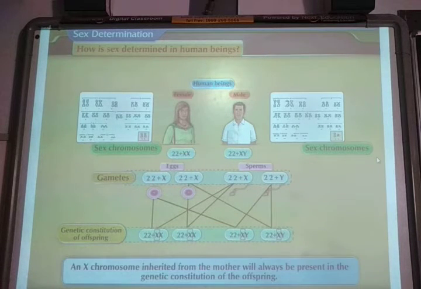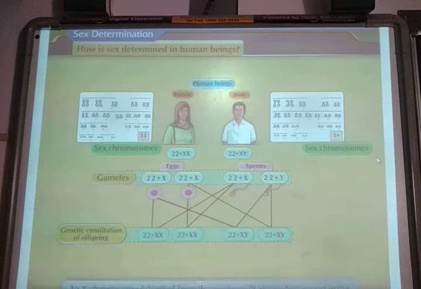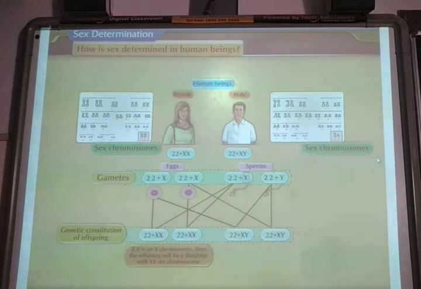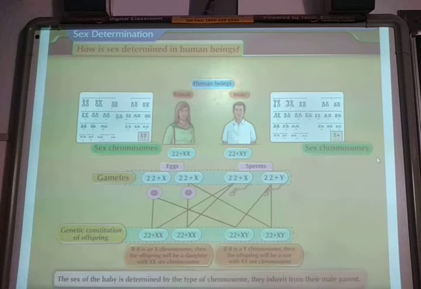Thus, an X chromosome inherited from the mother will always be present in the genetic constitution of the offspring. Thus, it is the type of male gamete involved during fusion which will decide the sex of the offspring. If it is an X chromosome, then the offspring will be a daughter with genetic constitution XX, and if it is a Y chromosome, then the offspring will be a son with XY sex chromosomes. Thus, the sex of a baby is determined by the type of chromosome they inherit from their male parent.